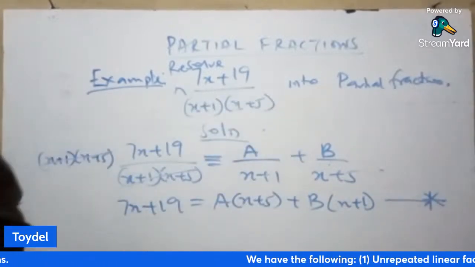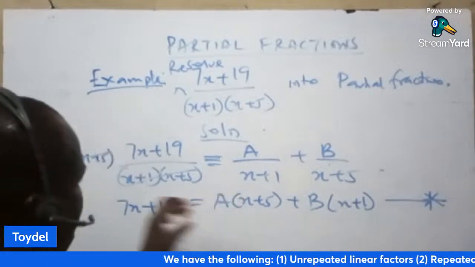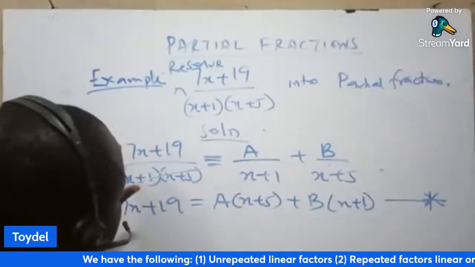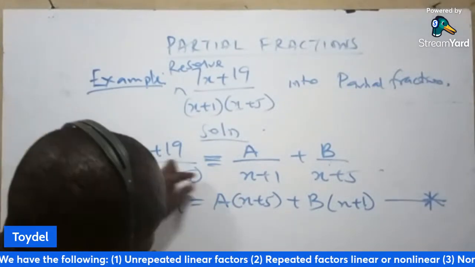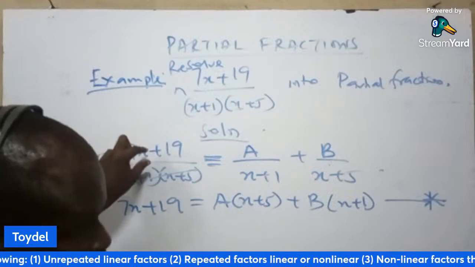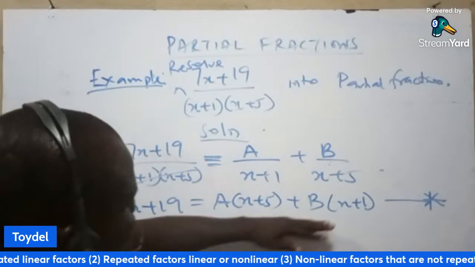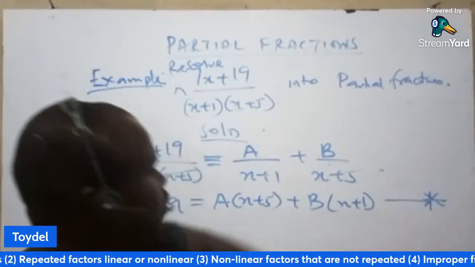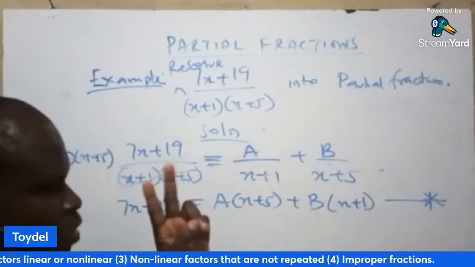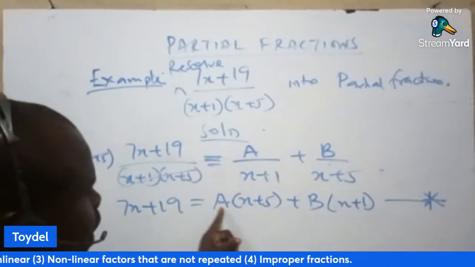So if we are able to resolve everything on a straight line like I have it here, how do I get this? I multiply both the left hand side and the right hand side by the denominator of the compound fraction. So if I multiply through, this is what I will get. Once I get to this point, there are two methods that I can use to get the value of a and b.